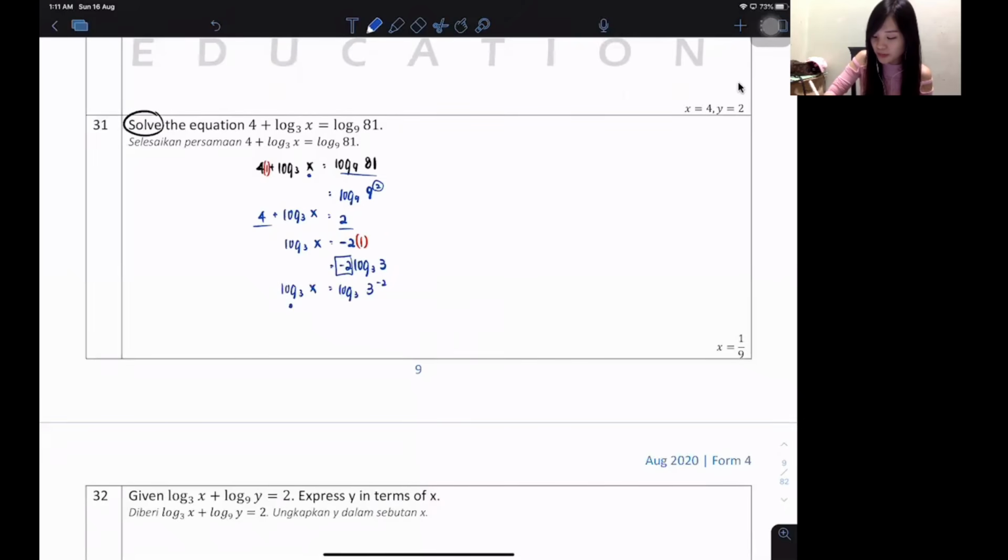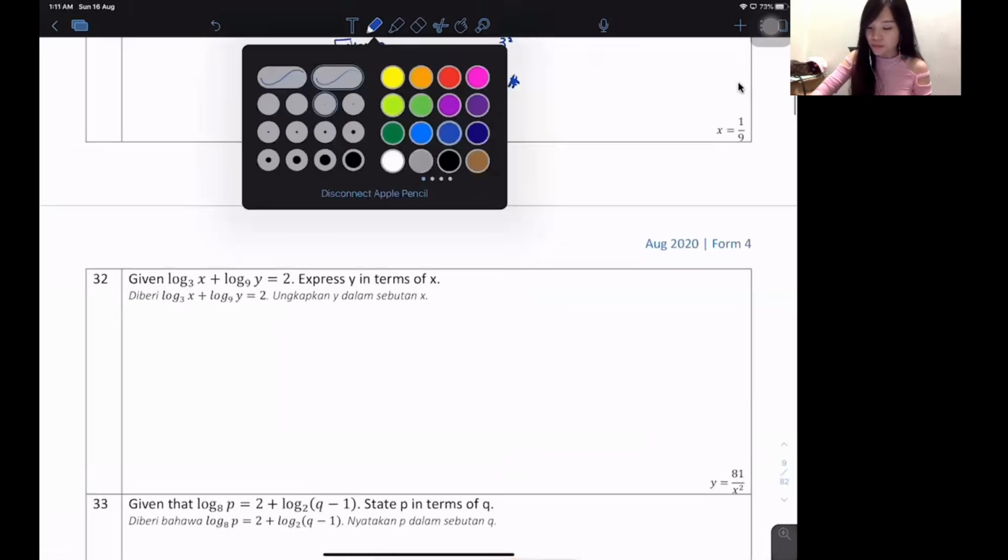Once we bring it up, do you realize they are the same base, one to one again? Compare. So x equals 3 to the power negative 2. Is that my final answer? No. Under indices, you learned how to make the negative power disappear? Bring it down. Because you bring it up from the bottom, that's why I got a negative power. So if you don't like the negative power, just bring it down. Nothing to write on top, right? 1. So x answer is 1 over 9. Done. Understand? Next one, go on to 32.